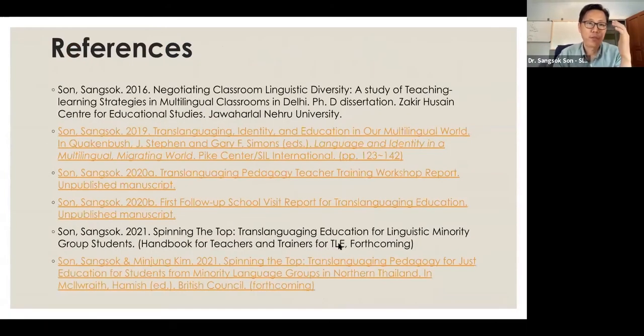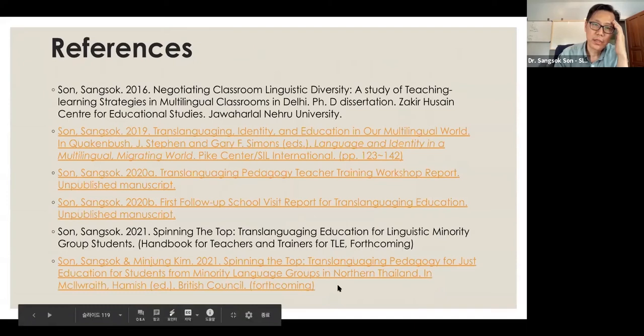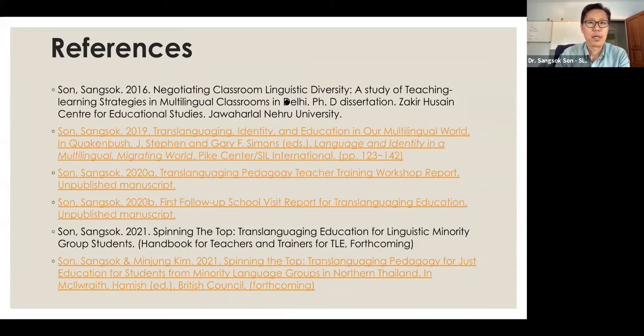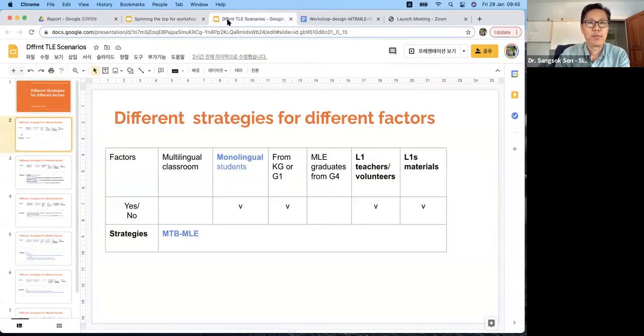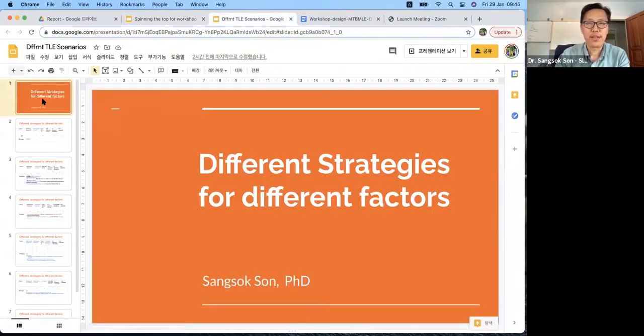Okay, these are some reports of the first workshop and then the first follow-up visit. And then I summarized. This article is about the Translanguaging Star model, which will be published here. You can click here and download the draft version, not the final version yet. Okay, and then let me briefly go through the different strategies for different factors of the education situation.